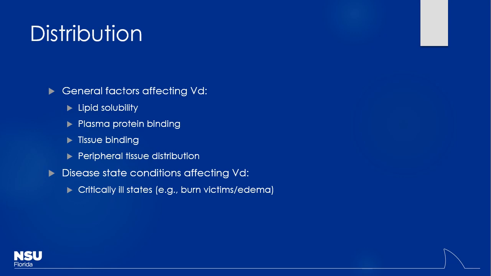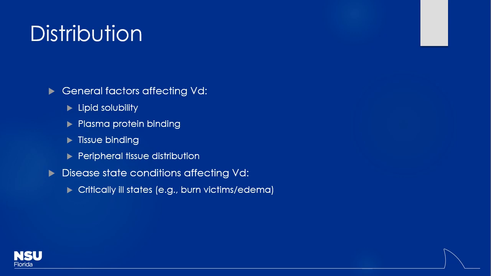But things that can affect the volume distribution include things like lipid solubility, looking at plasma protein binding. What does plasma protein binding normally do to volume distribution? If it goes up, volume distribution goes, well, it should go down, because you're actually finding that more of that drug is being held up in the blood, and if it's there, it can't actually go out into the tissues. So volume distribution goes down in those cases.